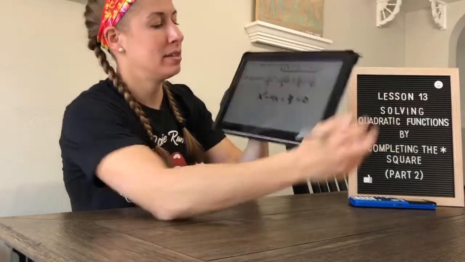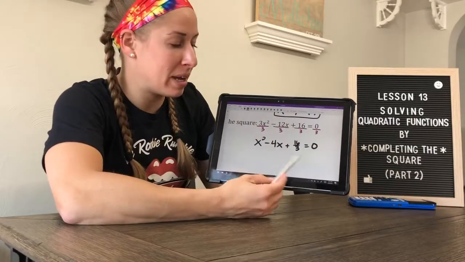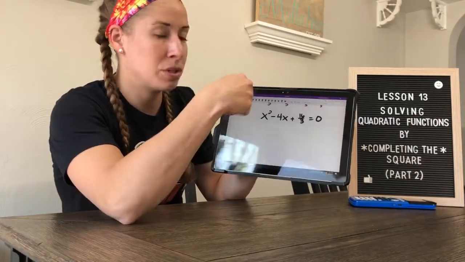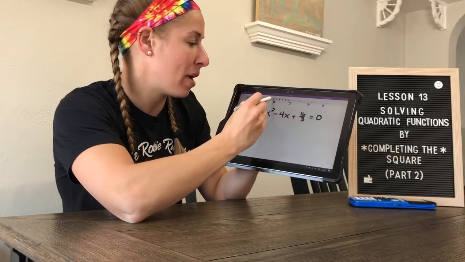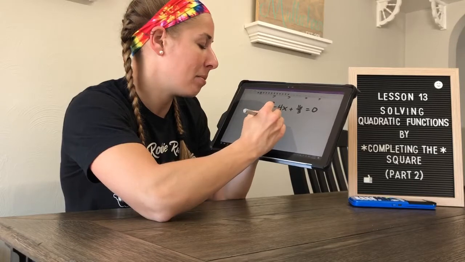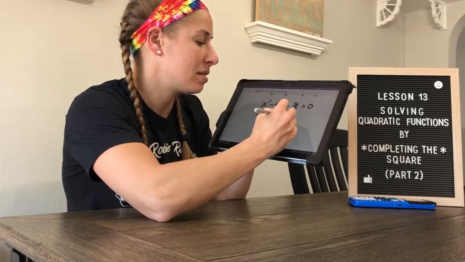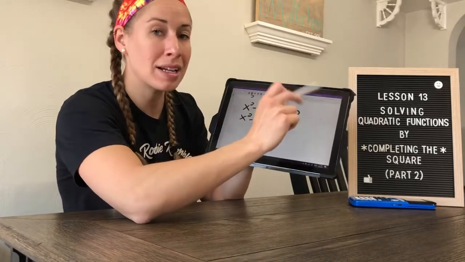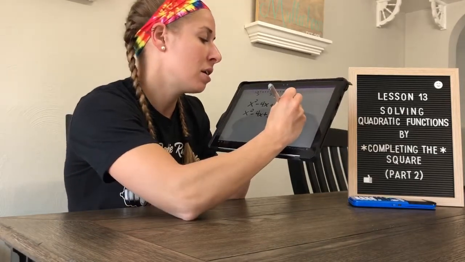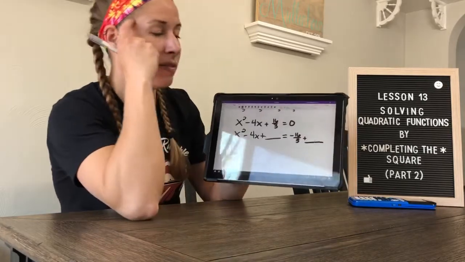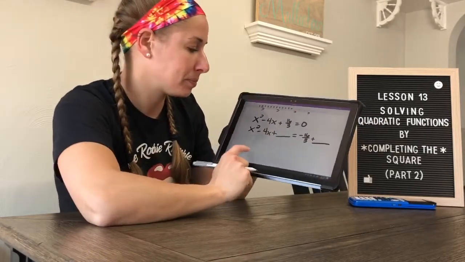Either way, that is not the c value that's making this a perfect square trinomial. So we are going to move it to the other side, make way for the one that will. So we've got x squared minus 4x plus c equals, we need to subtract that 16 thirds from both sides. So minus 16 thirds plus the c value that does make it a perfect square.